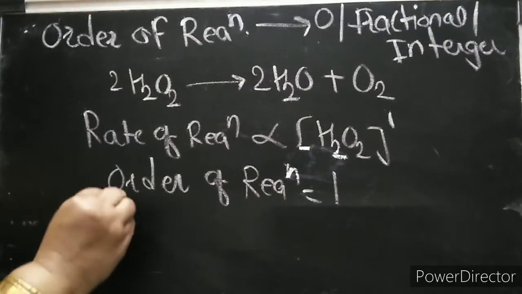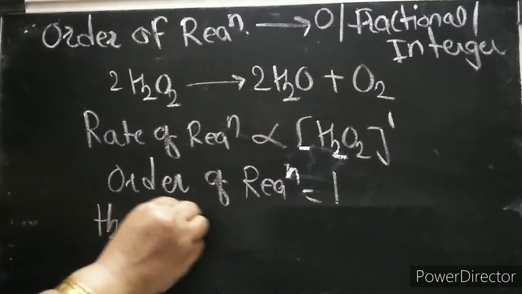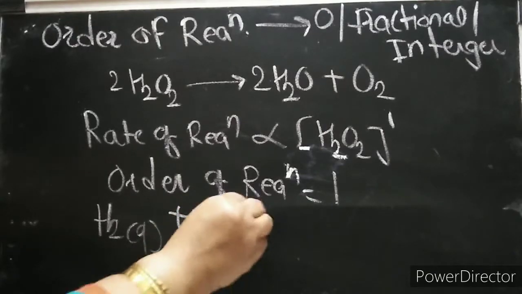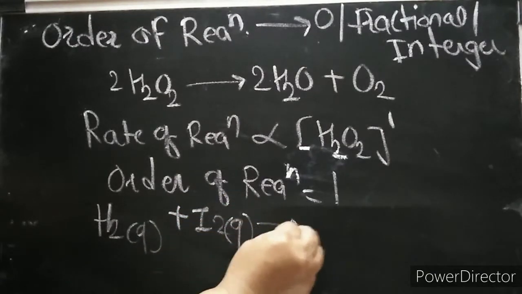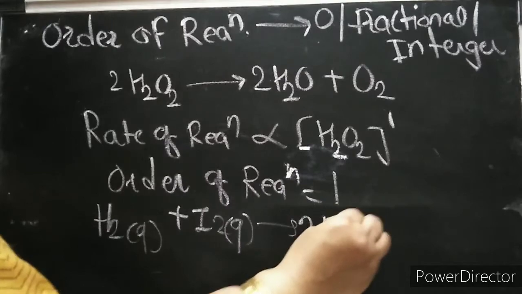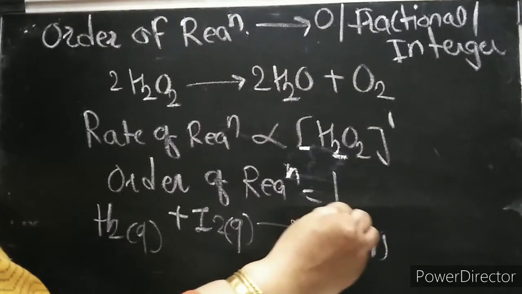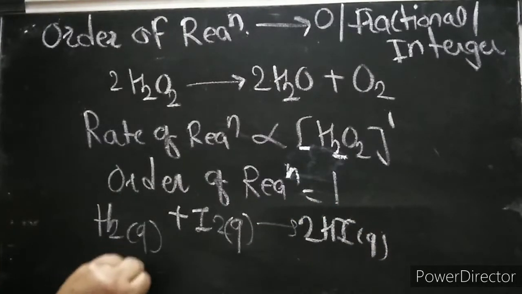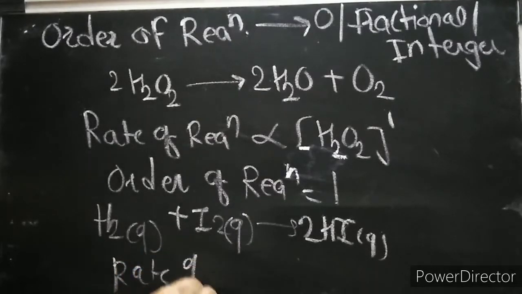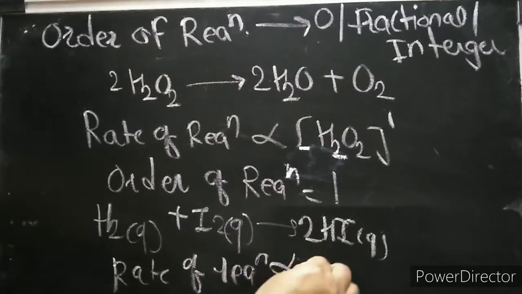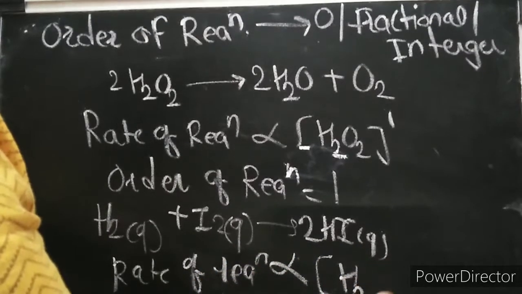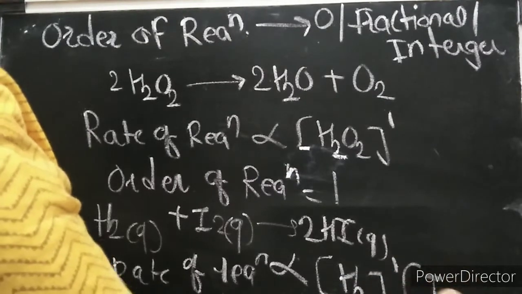The second example I am giving: suppose H2 in gaseous state plus I2. What is the product formed? 2HI. Experimentally, it is found that the rate of reaction is proportional to the concentration of H2 raised to power 1, and I2 raised to power 1.